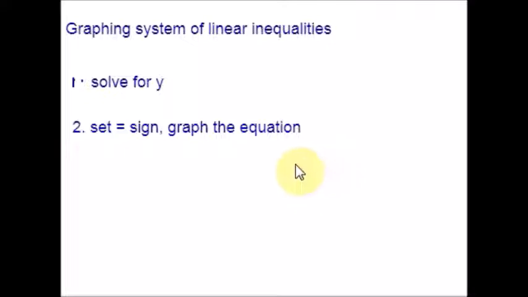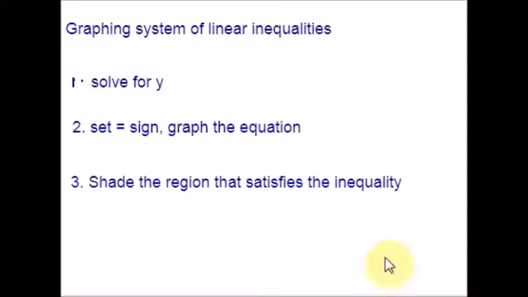And the third step is to shade the region that satisfies the inequality. You should get a solution at this step. If not, you have to repeat steps 1 to 3 for each inequality. Then, as a final step, the solution set will be the overlapped region of the inequalities. For example, if you have two inequalities and you have graphed them, the region where both the graphs intersect is called the solution set.